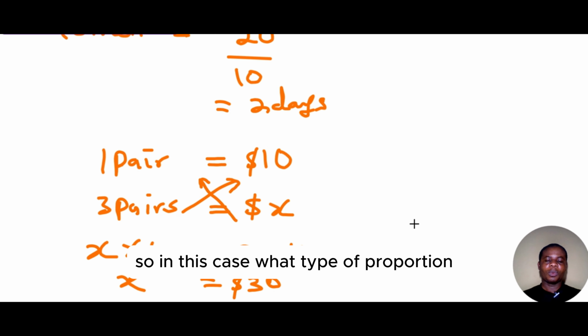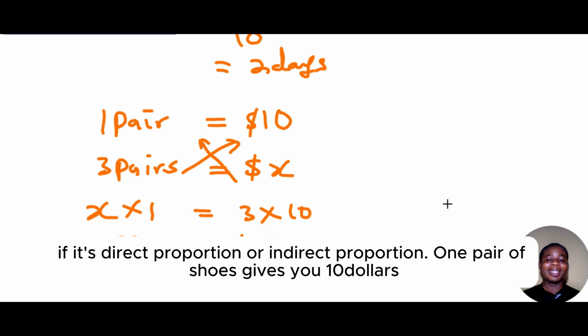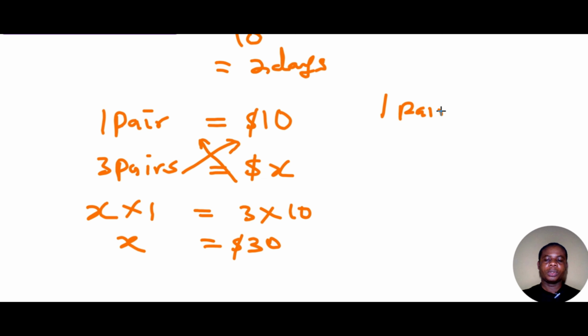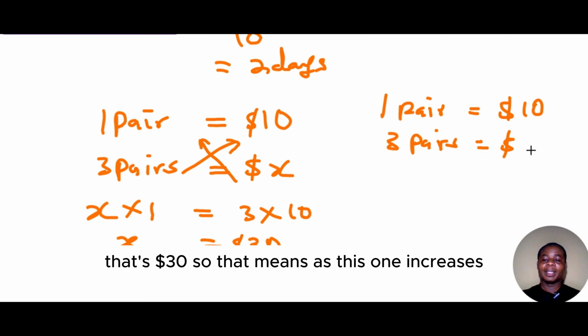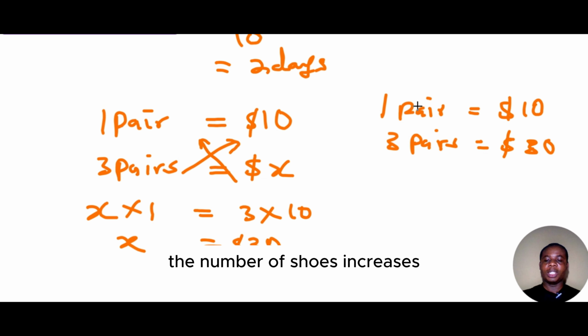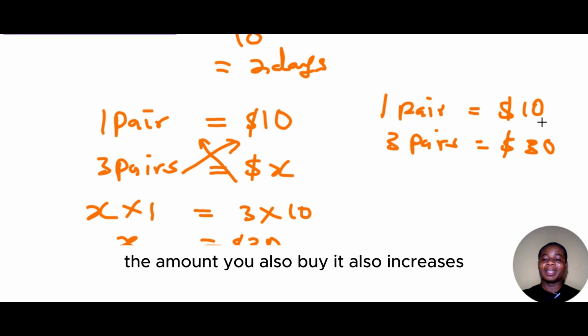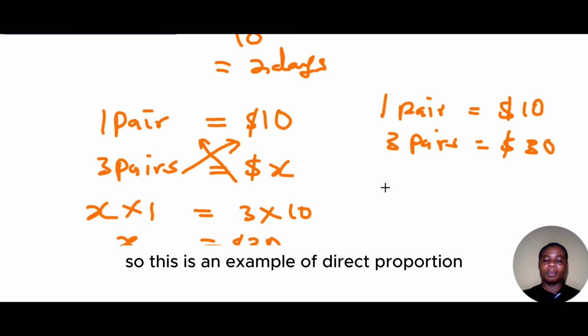So in this case, what type of proportion? Let's check if it's direct proportional or indirect proportional. One pair of shoes gives you $10. 3 pairs of shoes will then give you $30. So that means as the number of shoes increases, the amount you pay also increases. So this is an example of direct proportion.